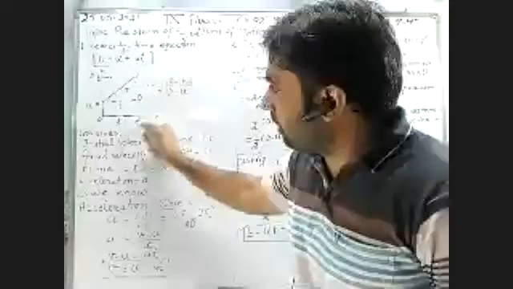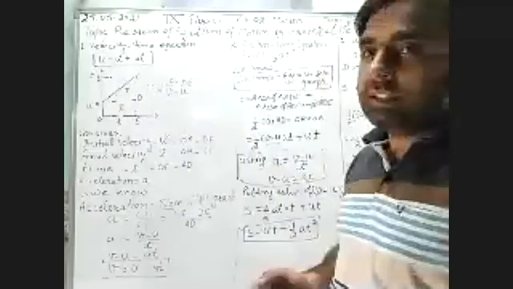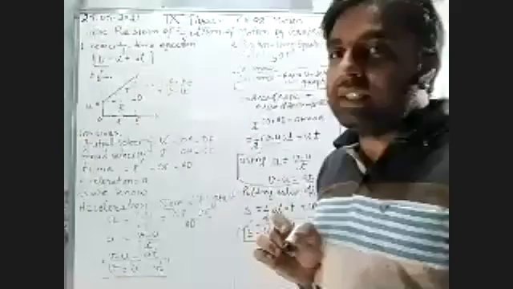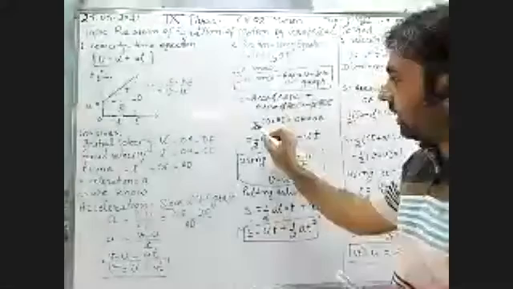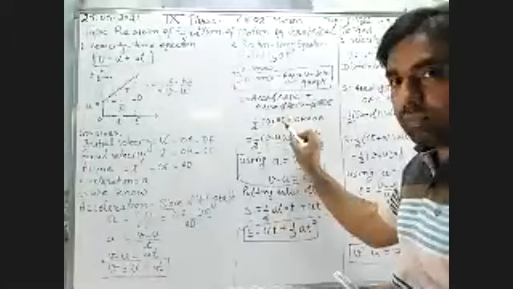This is the area under VT graph. We have to calculate this area. This area is made up of two areas: one is triangle, second is rectangle. So area of triangle plus area of rectangle. Area of triangle is 1 by 2 base into height. So put all these terms.